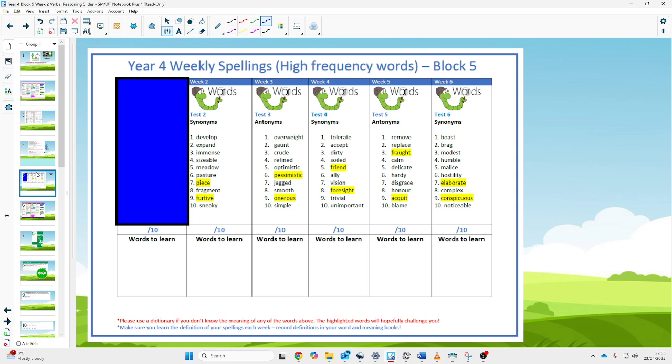So let's go through these. Let's start with number 1. Hopefully you're ready to write these down. And the first word, we're looking at antonyms, we're looking at opposites today, is broad is number 1. Write the word broad. I often talk about people having broad shoulders.